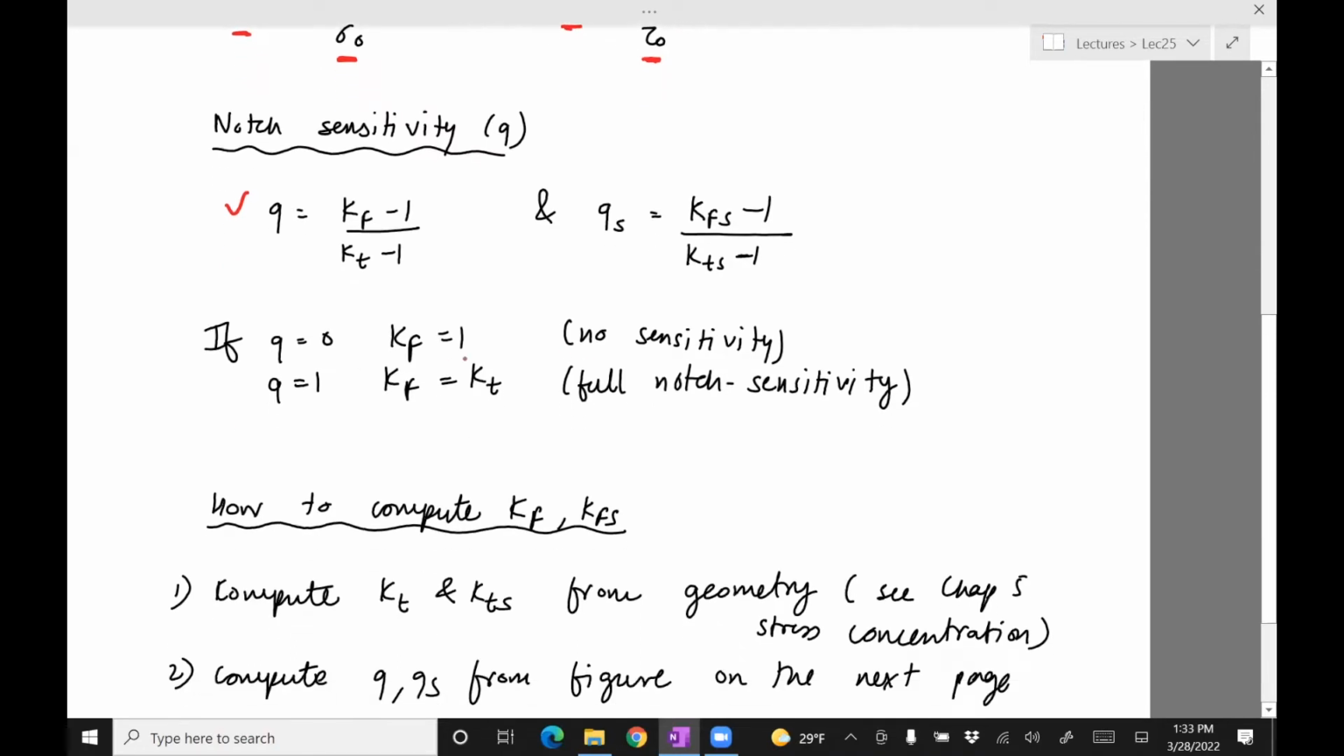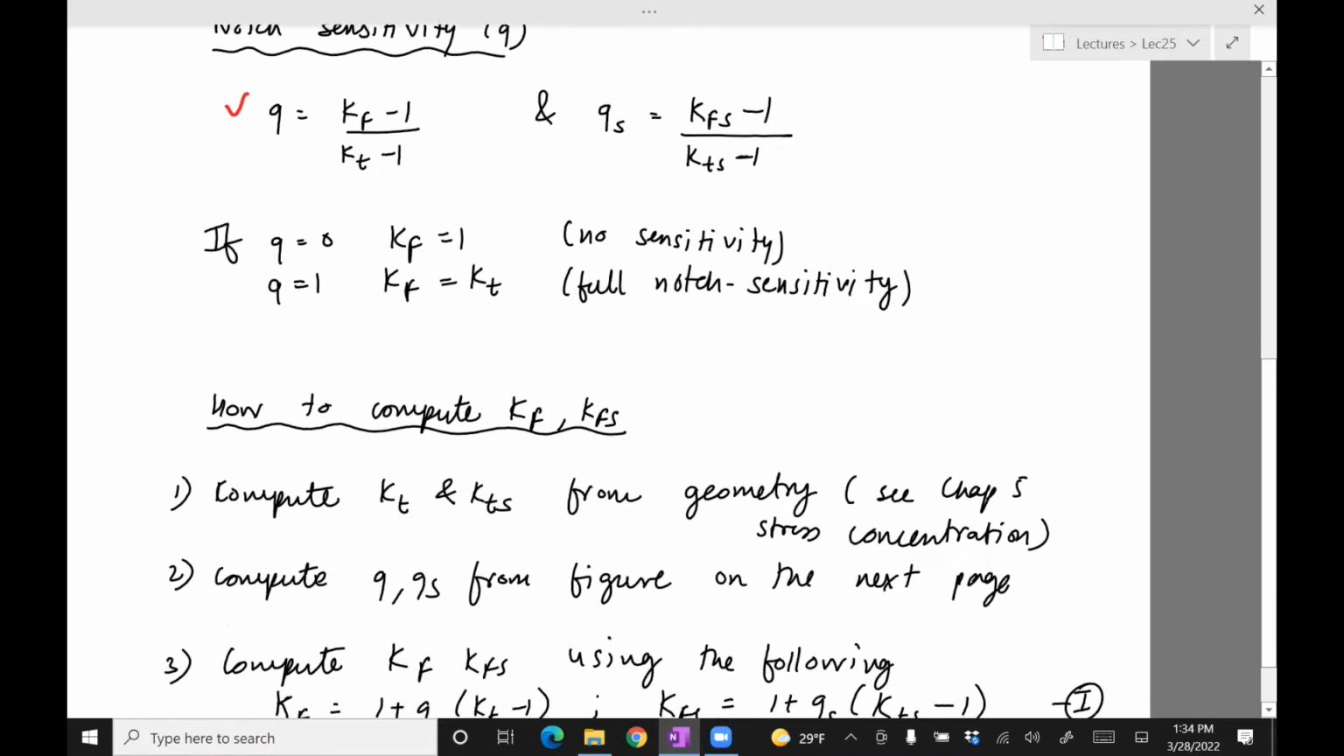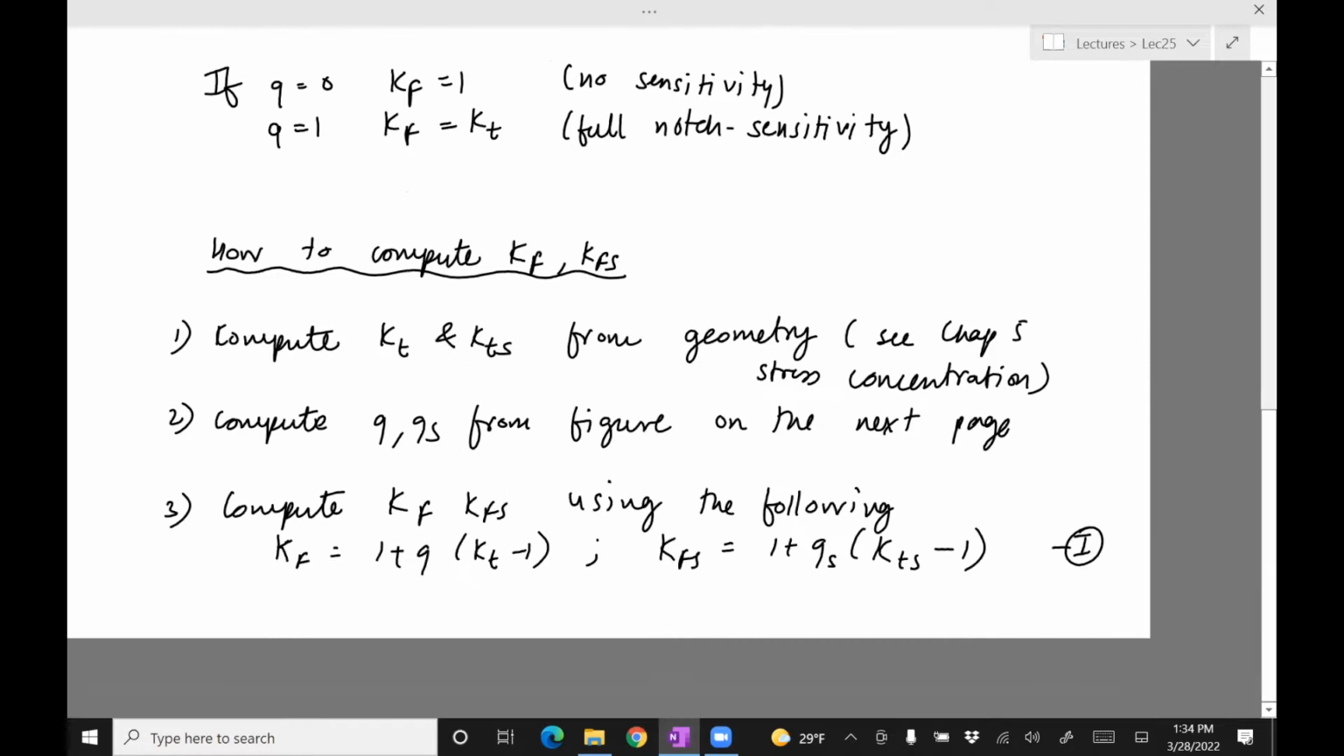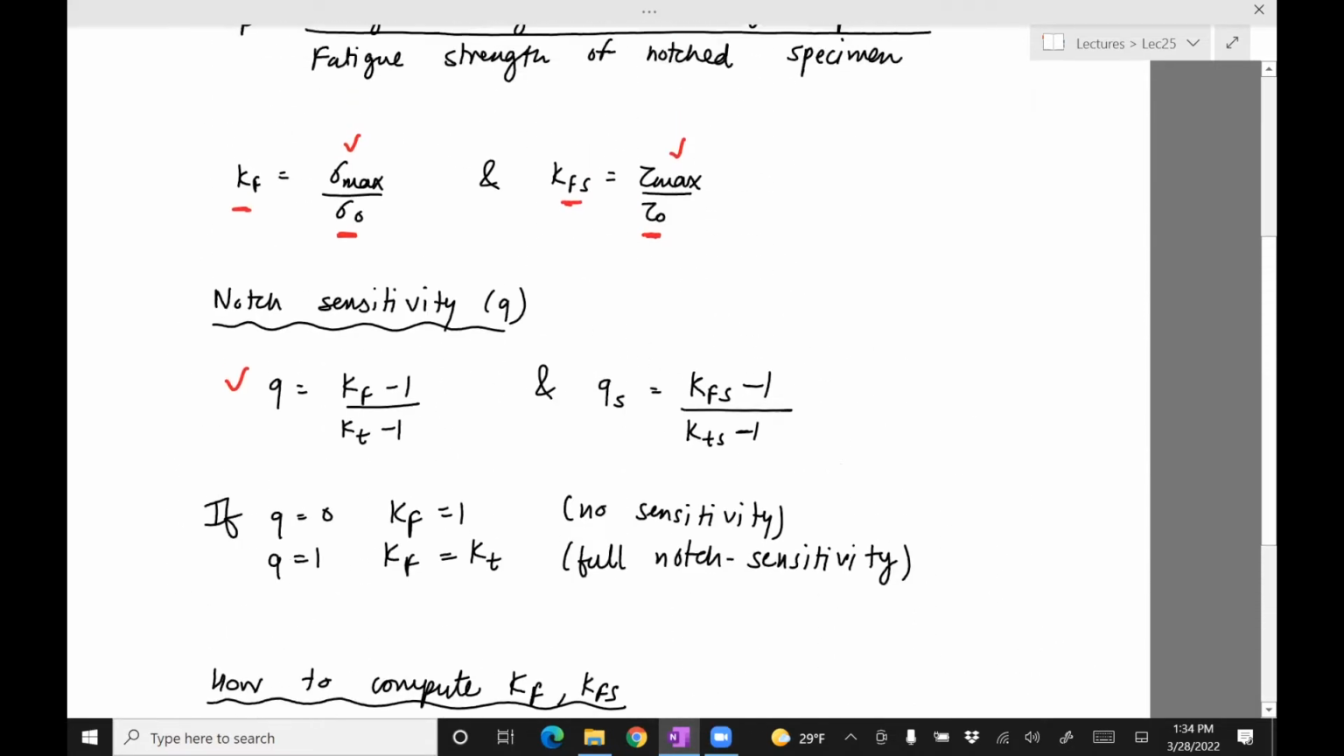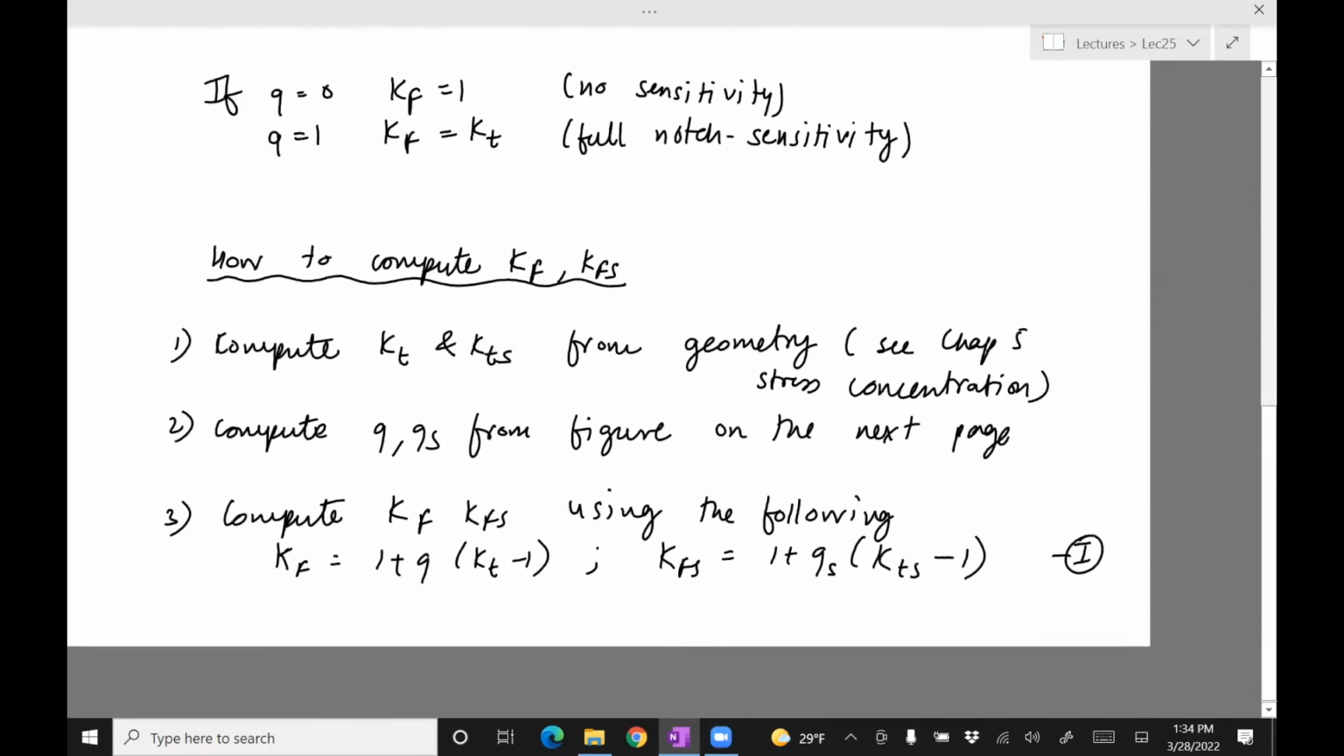Okay, and then those things make sense. If Kf is 1, then there is pretty much no sensitivity. That is, it's not a case of fatigue loading. But if Kf equals Kt, then Q equals 1, and that's full notch sensitivity. How to compute Kf and Kfs? Because unless we have Kf and Kfs, we cannot compute sigma max. So that's the goal. And this is how you do it.